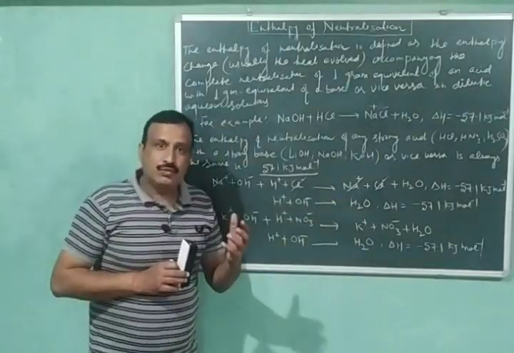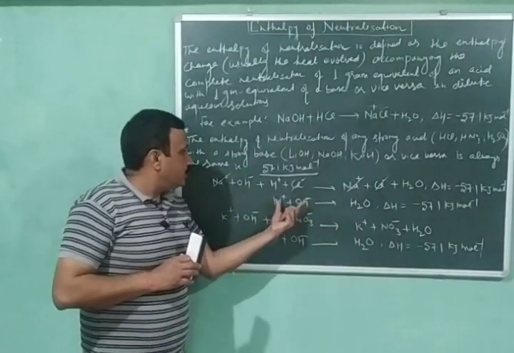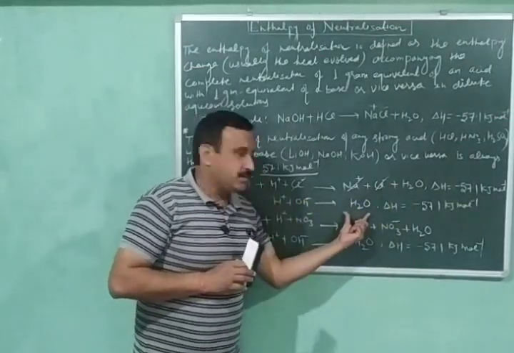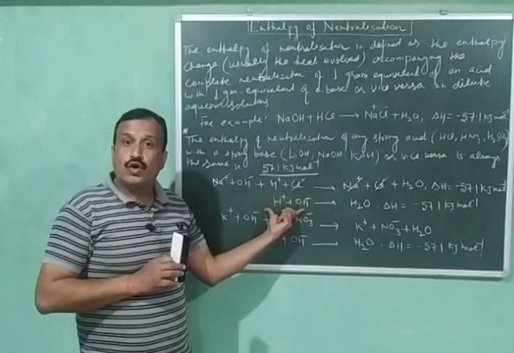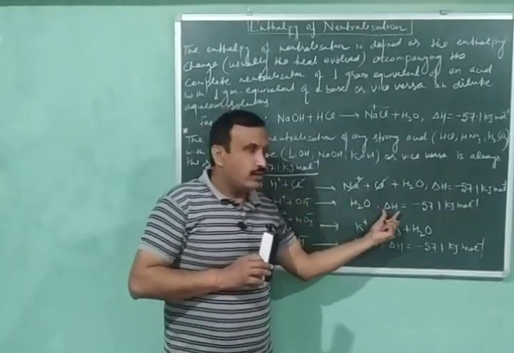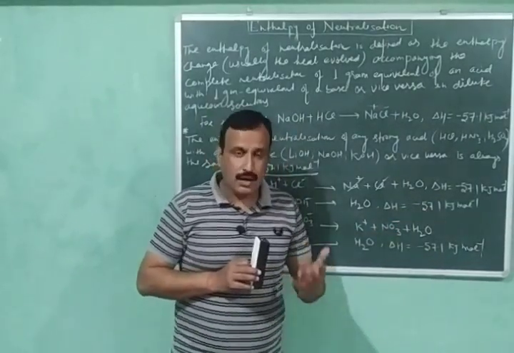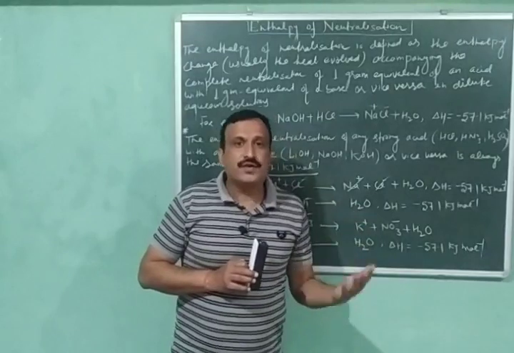So we will be left with what? H positive plus OH negative, and H positive and OH negative giving us water. So this is the overall neutralization reaction. And here, as I said, the enthalpy of neutralization is minus 57.1 kilojoule per mole. Understood?